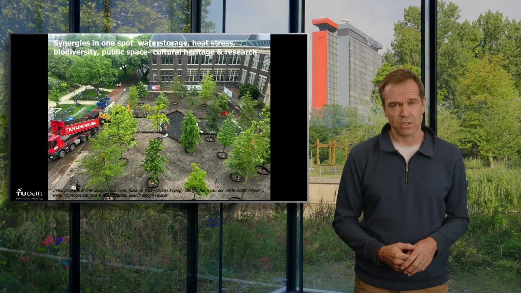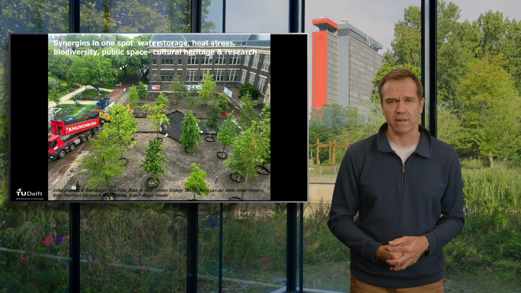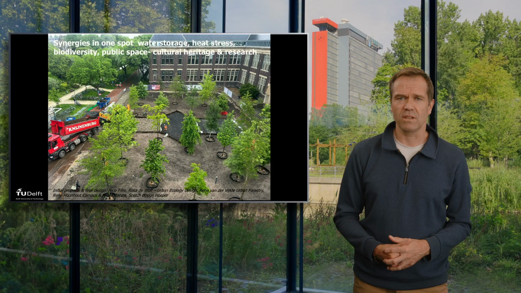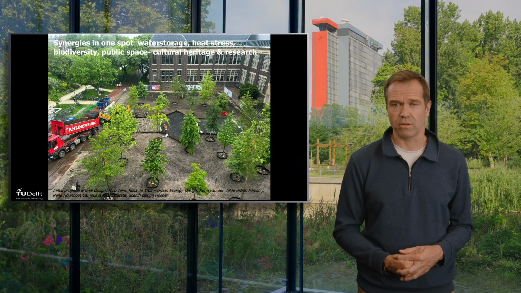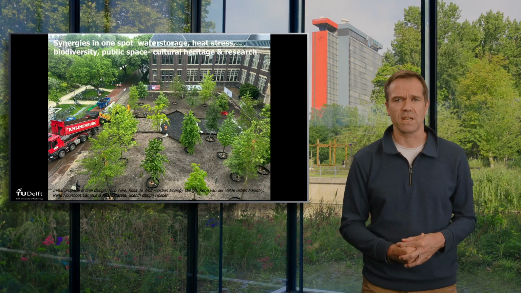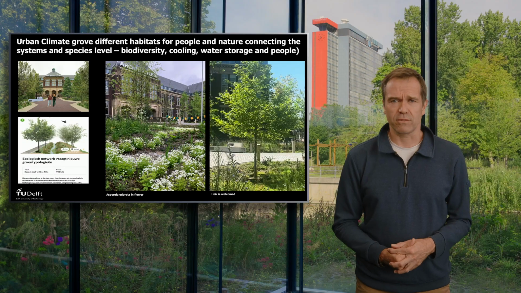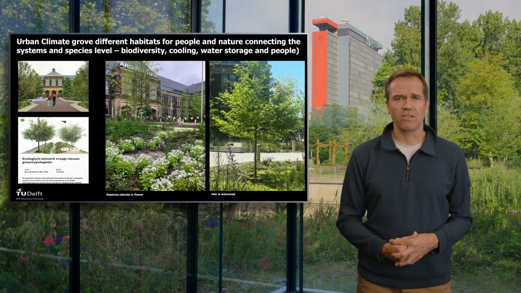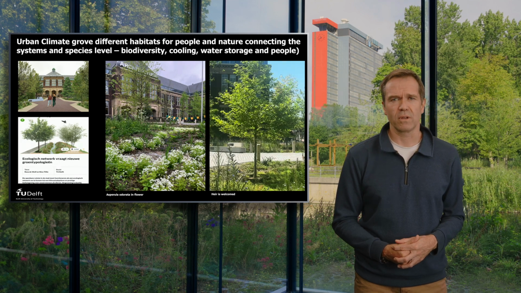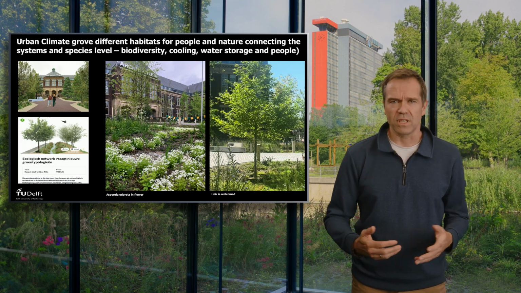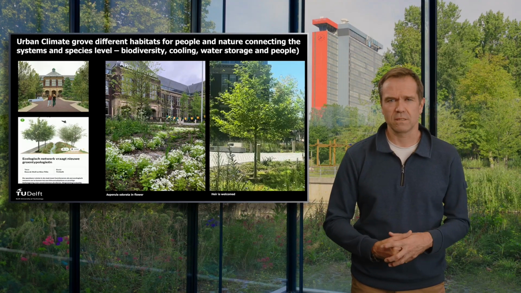Water storage, heat stress, biodiversity, public space and cultural heritage, and research together. This new intervention is what we call our urban climate garden, and this can be used on every campus in the world. In fact, it can also be used in cities and neighborhoods worldwide. Urban climate gardens offer different habitats for people and nature, connecting the systems at species level: biodiversity, cooling, water storage, and people. This is the outcome after 1 year. This spot went from the worst biodiversity spot on campus to second best.